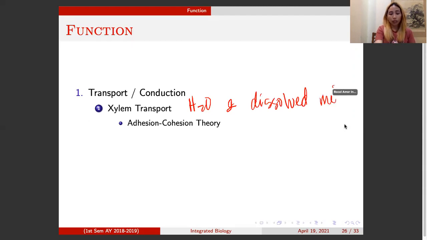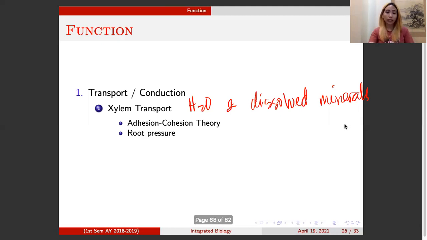So, for water and dissolved minerals to be translocated all throughout the plant body, we are guided by two different theories, or two different ideas on how water is actually translocated. So we have the adhesion-cohesion theory, where it says that water adheres to the walls of the stem, or the xylem cell, and they have cohesion with one another. This is the reason why the water column is taut and does not have a backflow.